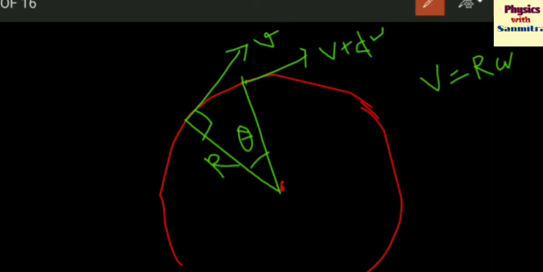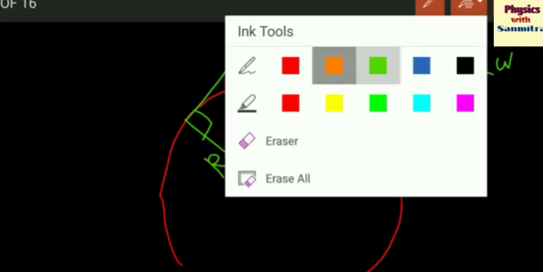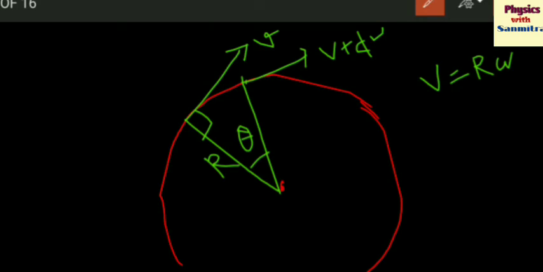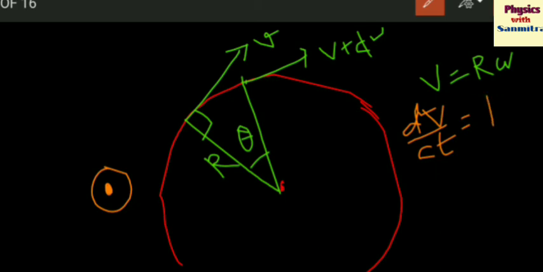Omega, as I have already discussed, is in this direction. This dot means above the plane of the paper. Okay, it is above the plane of the paper. Now v is r omega. If I differentiate it, dv by dt, I am talking about the scalar. See, r is constant, r d omega by dt, so I can say acceleration is r into alpha.